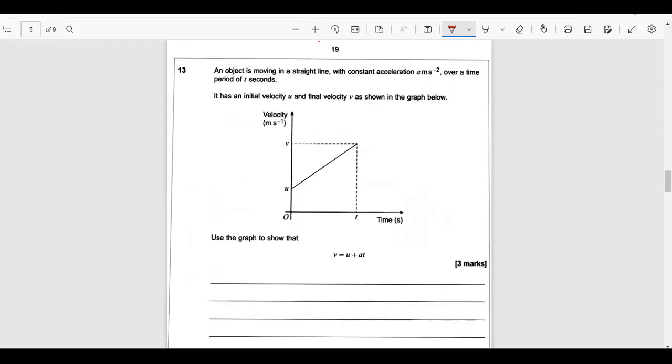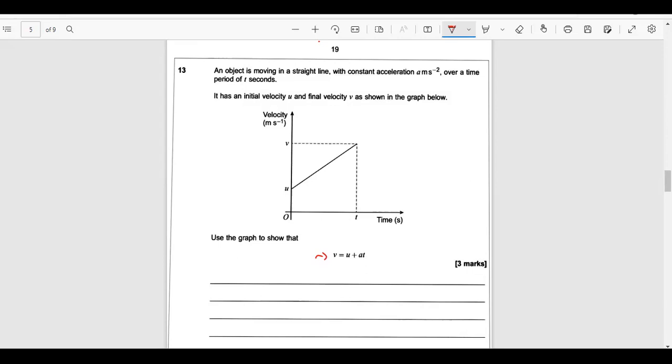Okay, so it says an object is moving in a straight line with constant acceleration over a period of t seconds. It has an initial velocity u and final velocity v as shown in the graph below. Use the graph to show that v equals u plus at, and these equations are used for solving questions with constant acceleration. But you need to prove this, okay? So you have a graph, you need to use the graph.